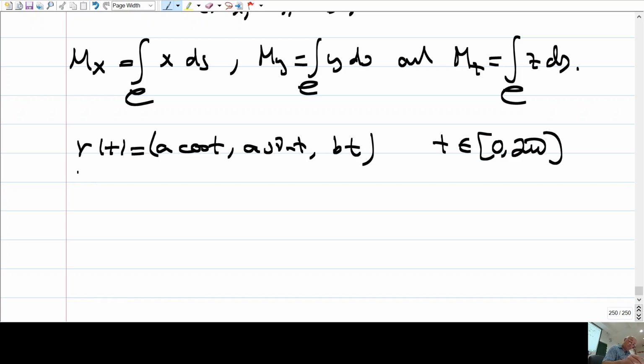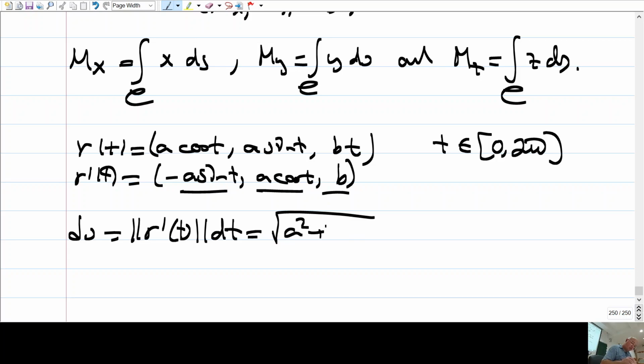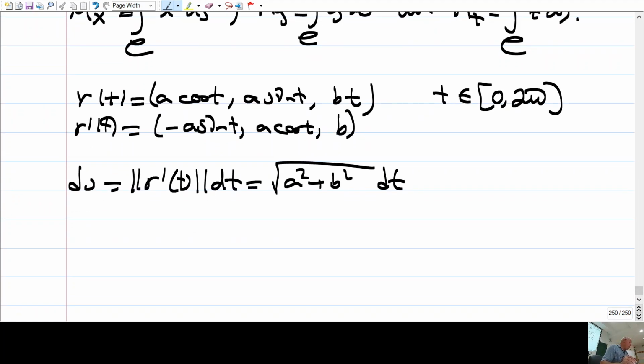So r prime t is just minus A sine t, A cosine t, B. Therefore, ds is just the norm of this dt. So norm of this, square of this, plus square of this, plus square of this. So it will be just square root of a squared plus b squared dt. Okay. All right.